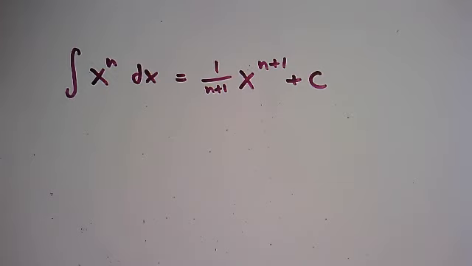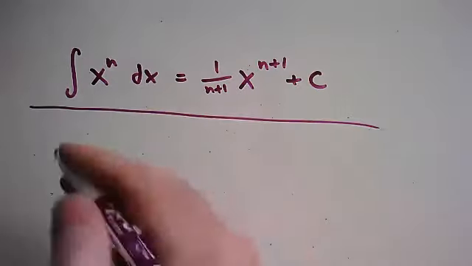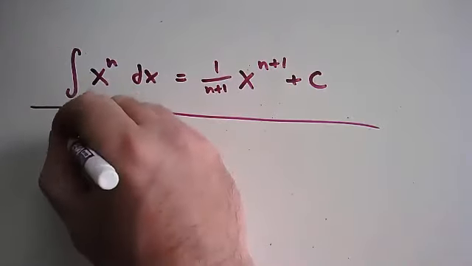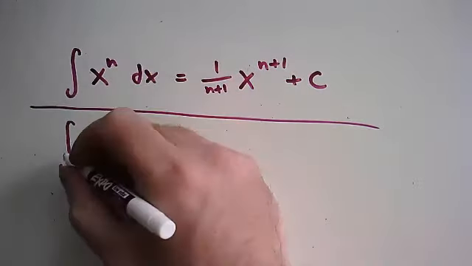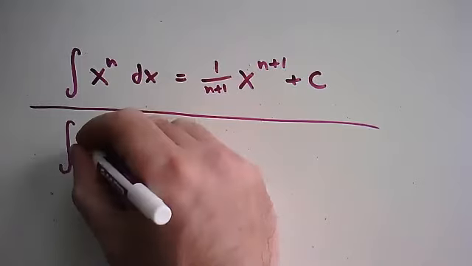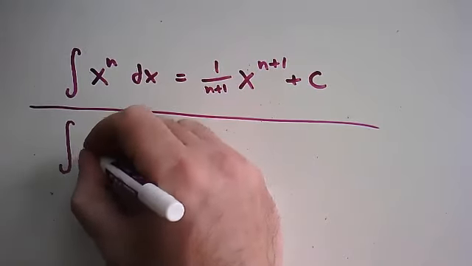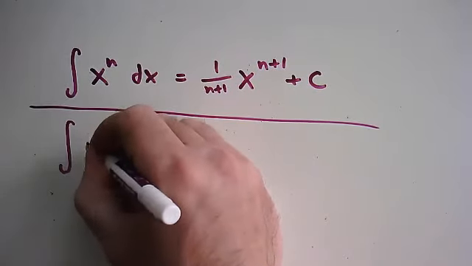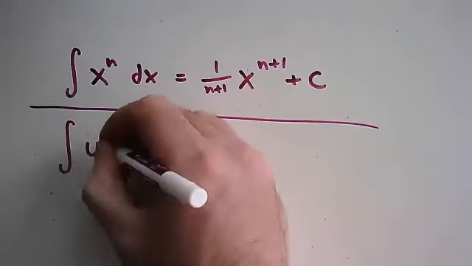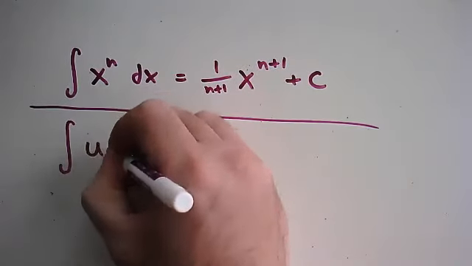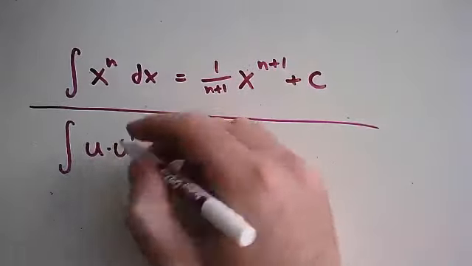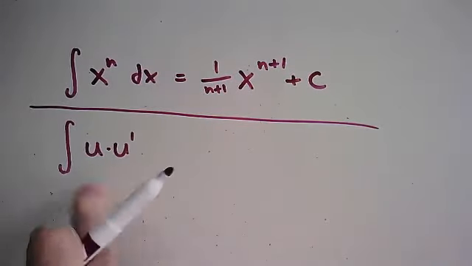Section 6.2 has to do with antiderivatives that are in a very specific form, and here's the form that they're in. Section 6.2, every single problem can be written in this way. The antiderivative of some function u, right? So u times u prime, right? That's what we're looking for in section 6.2.